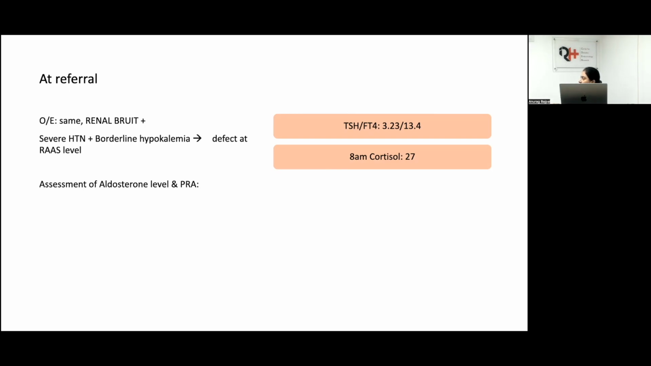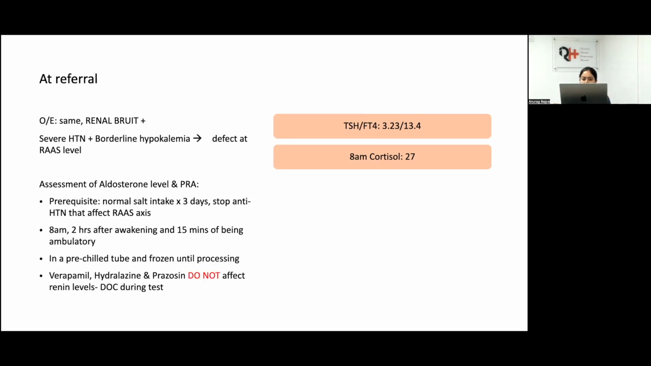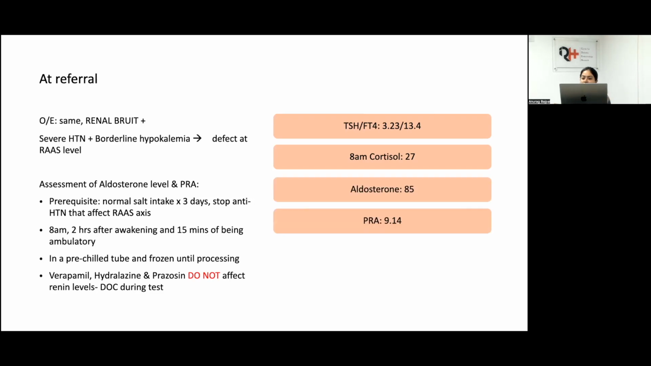And as sir has already mentioned, for assessment of aldosterone level and PRA activity, we know that the child should have a normal salt intake for 3 days, should be off antihypertensives that affect the RAS axis, and an 8 a.m. sample. The drug of choice that you need to shift the child to before doing this is verapamil, hydralazine, or prazosin. And we found that the aldosterone level was 85 with a plasma renin activity of 9.